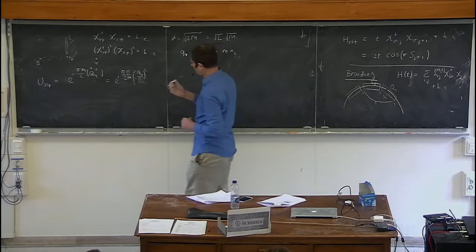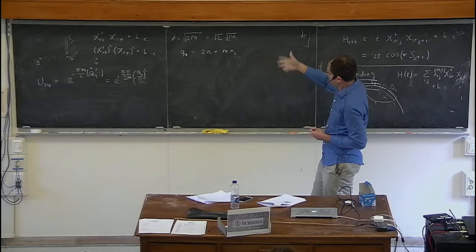But more generally, you can ask, where did this extra degeneracy and where does the extra non-abelian statistics come from?